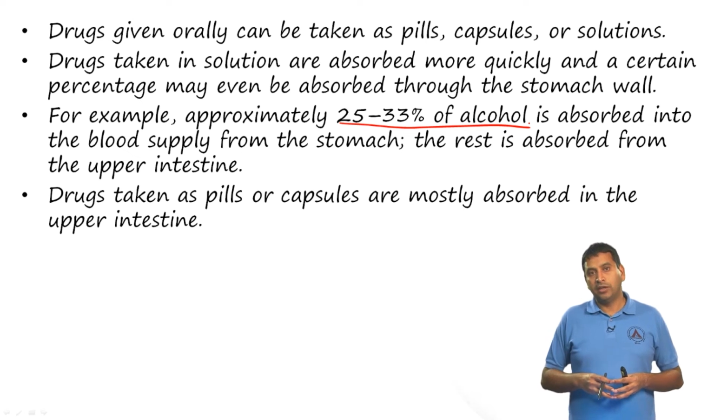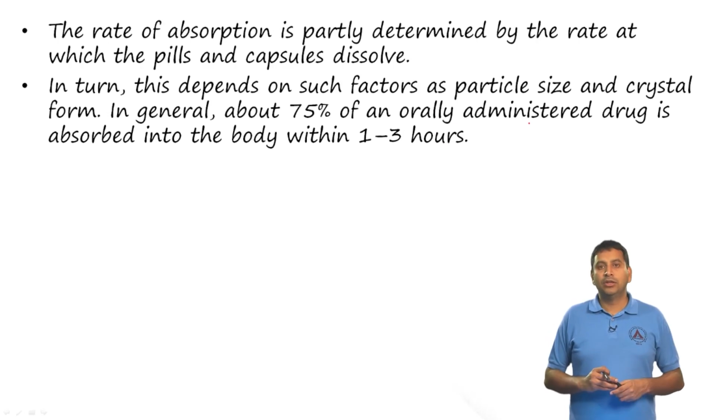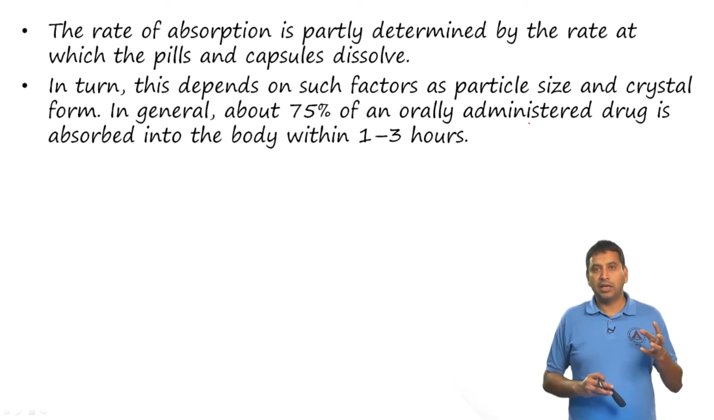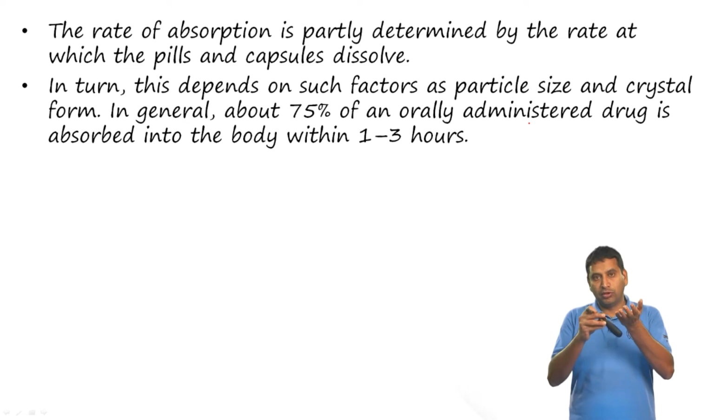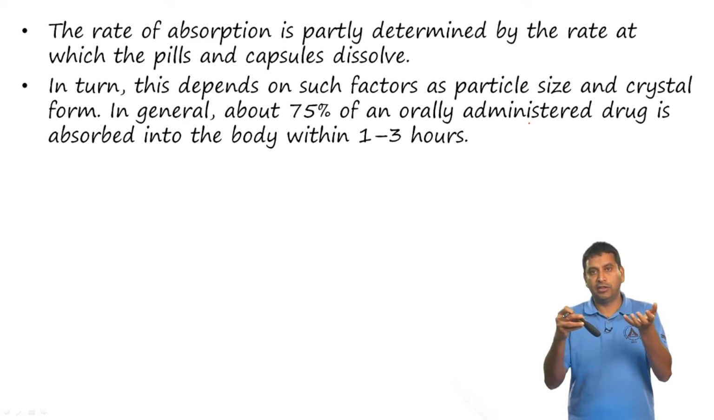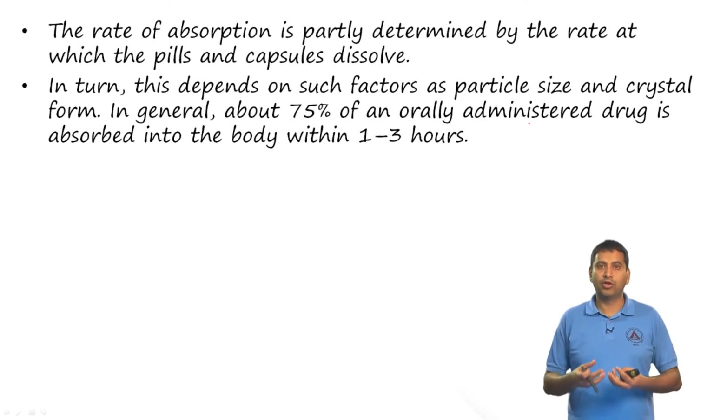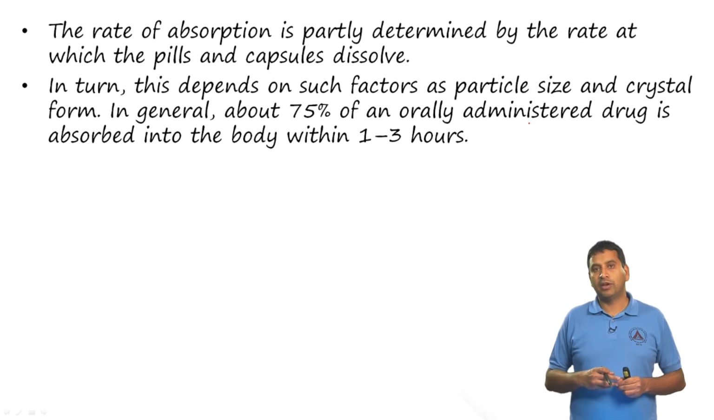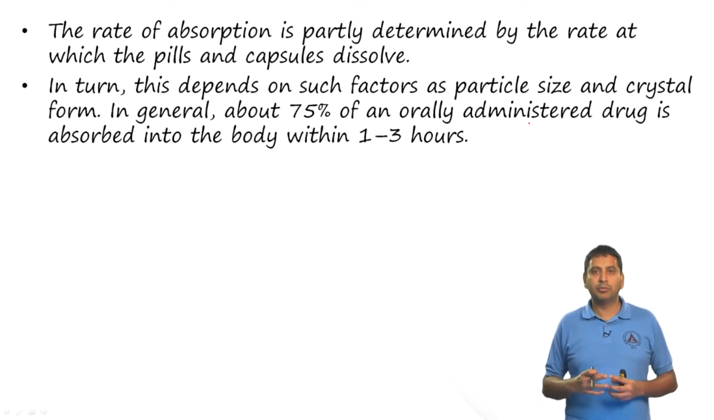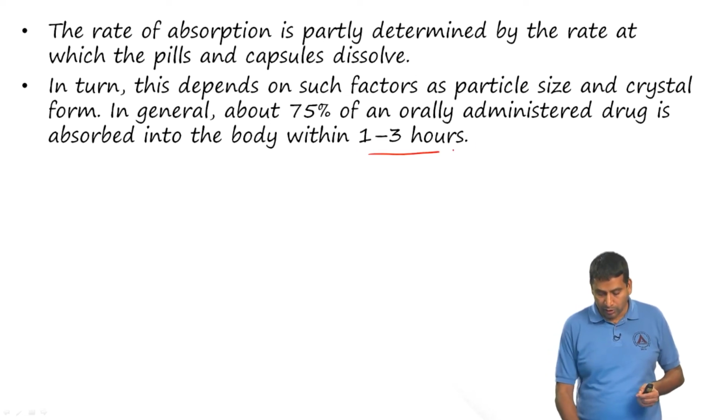So, drugs taken as pills or capsules are absorbed mainly in the upper intestine. The rate of absorption is partly determined by the rate at which the pills or capsules dissolve. So, the pills or capsules are made in such a manner that they contain the drug in them, and they have to dissolve or break down for it to be absorbed. In turn, this also depends on factors such as particle size and crystal form. So, as a general rule, about 75% of an orally administered drug is absorbed in the body within 1 to 3 hours.